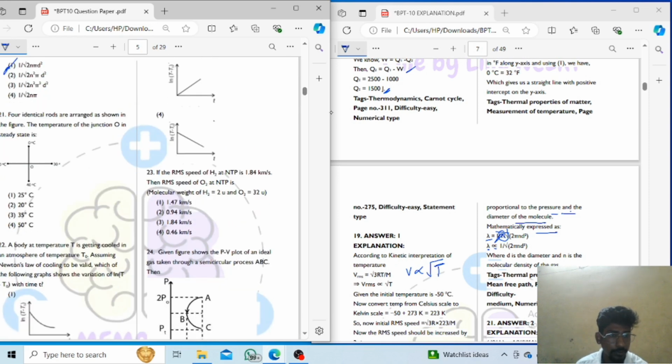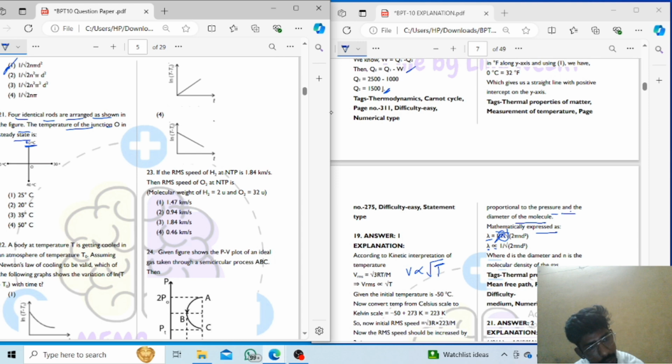Question number 21. 4 identical rods are arranged as shown in the figure. The temperature of the junction. Okay, in this question there is one thing missing. This will be 10 degrees Celsius, not 0 degrees Celsius. So the temperatures are 10, 0, 10, 30, 40.